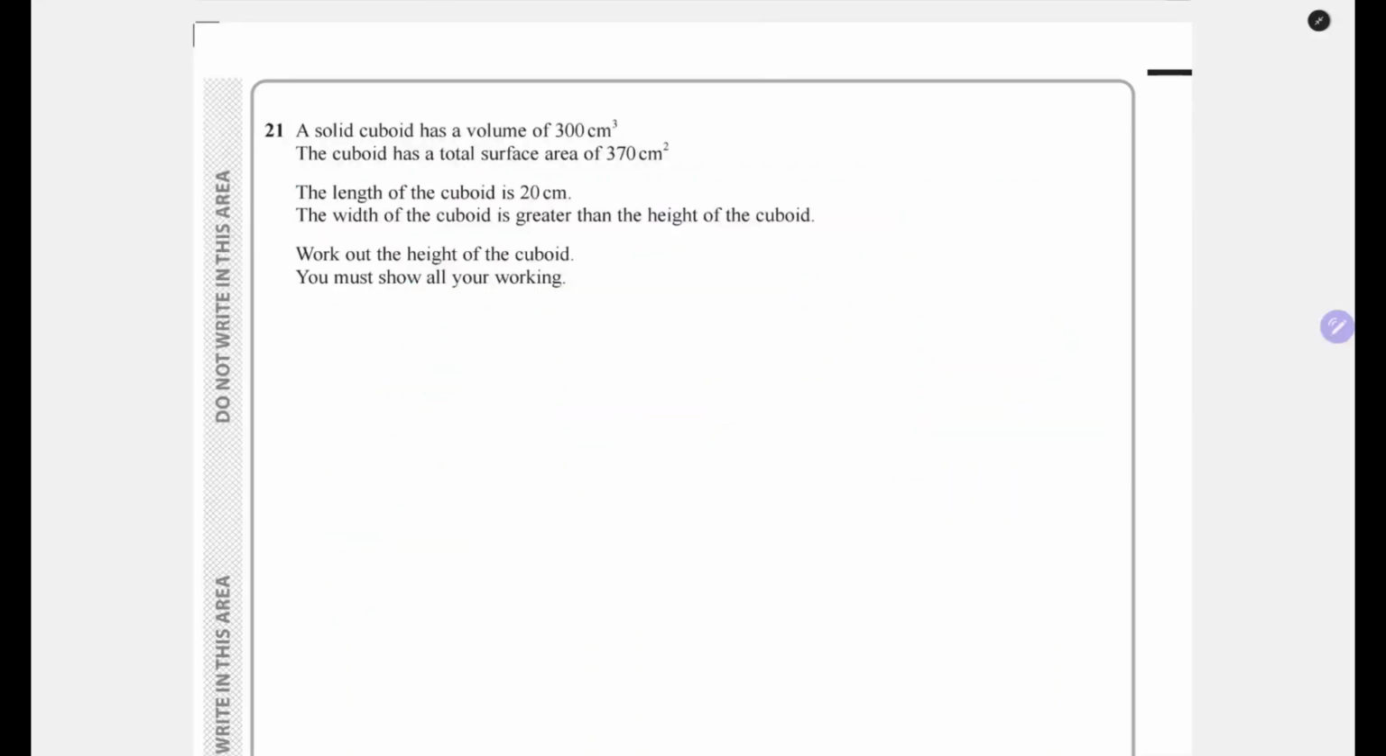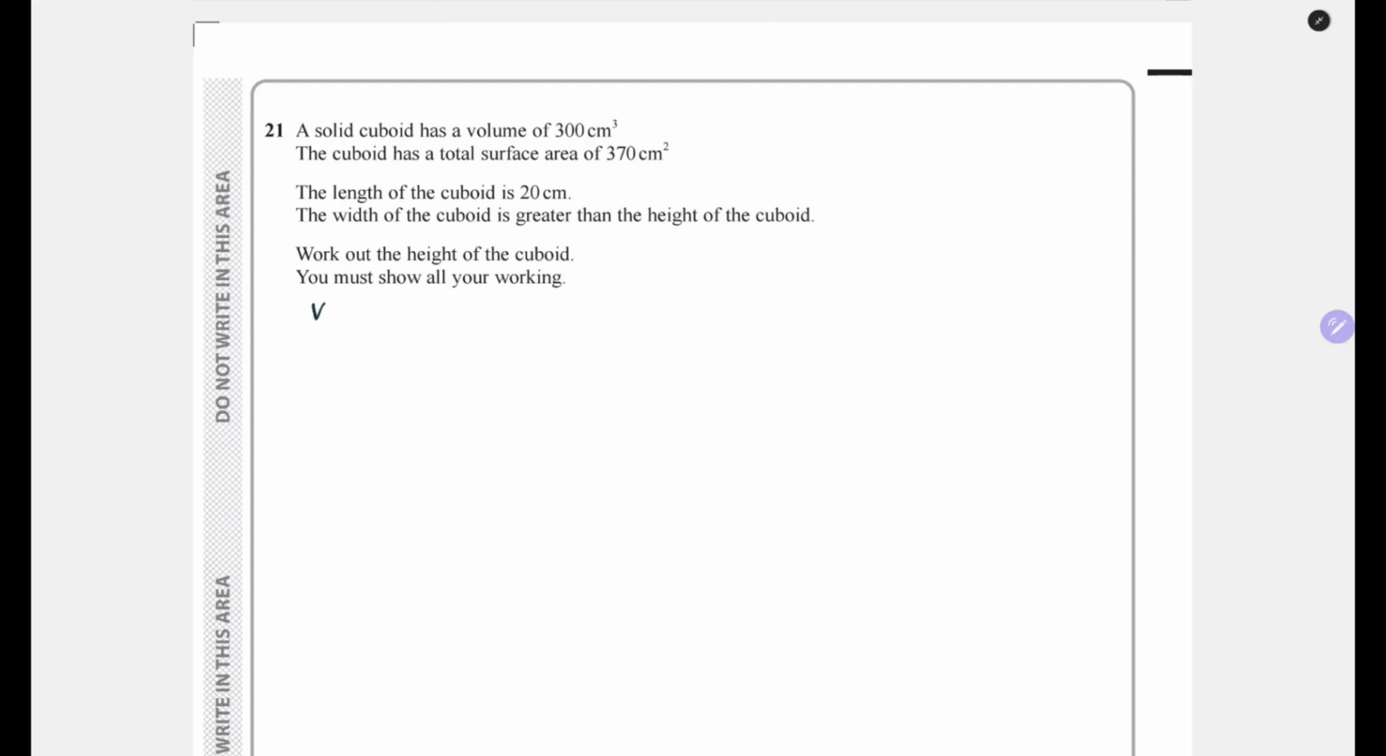Question 21 tells us that a solid cuboid has a volume of 300 centimeters cubed. The cuboid has a total surface area of 370 centimeters squared. The length of the cuboid is 20. The width of the cuboid is greater than the height of the cuboid. Work out the height of the cuboid. You must show all your working. So let's start with the volume.